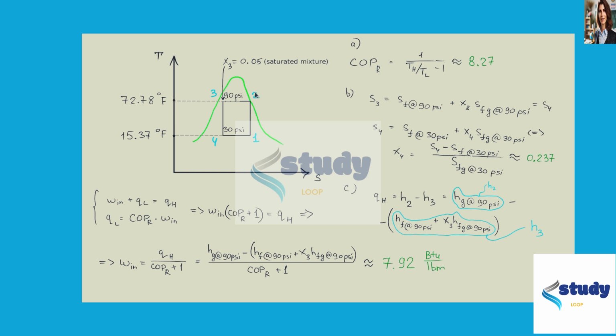at the corresponding pressures. So the temperature of the refrigerant based on that table at 90 psi is 72.78 degrees Fahrenheit. At 30 psi it's 15.37 degrees Fahrenheit.